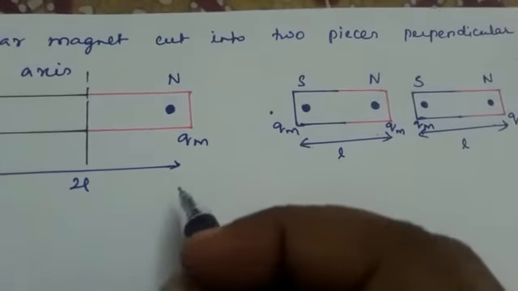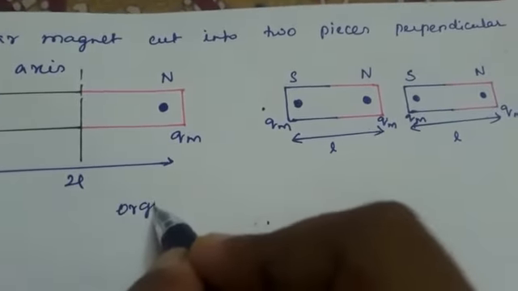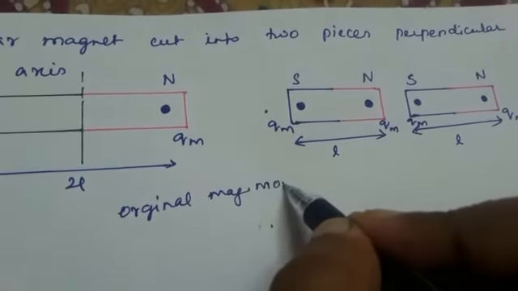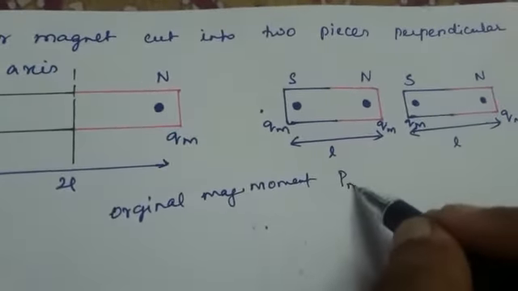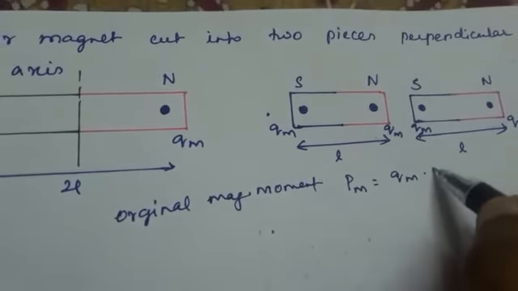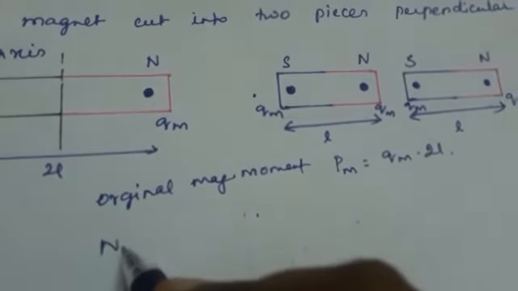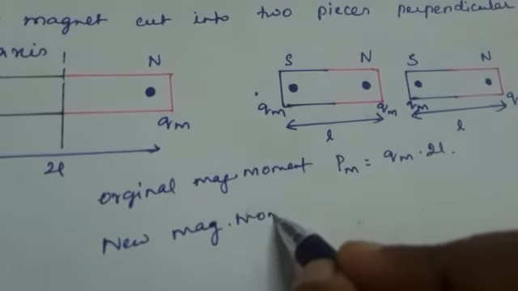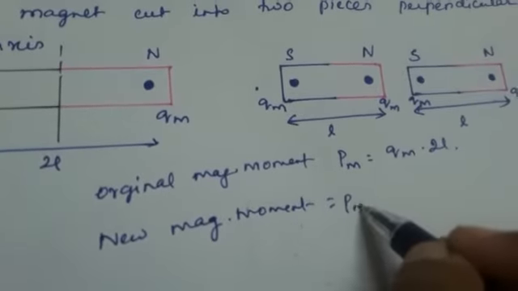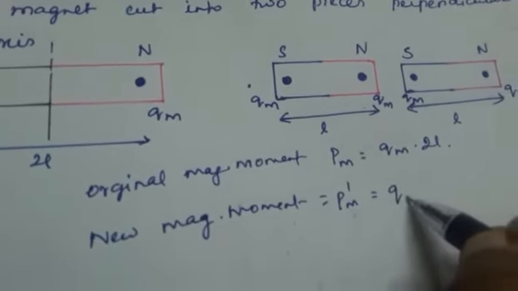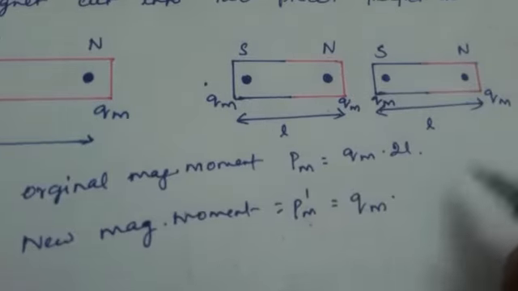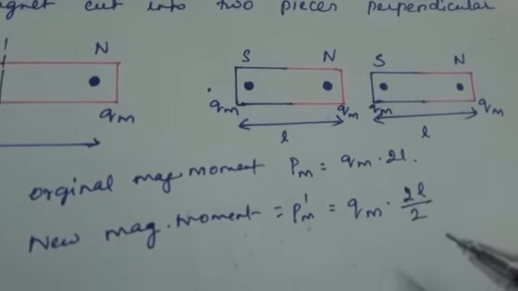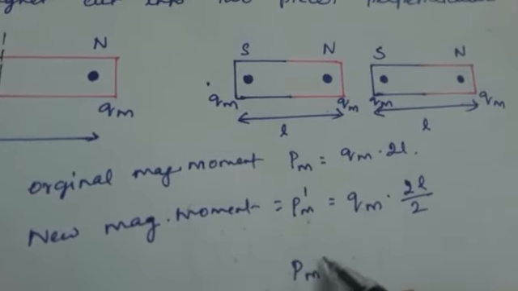Now we can go for finding the magnetic moment. So what is the original magnetic moment? The original magnetic moment, that is before cutting, is Pm equal to Qm into 2L. And now your new magnetic moment Pm dash is equal to Qm into, your length is becoming half, so it is 2L by 2.